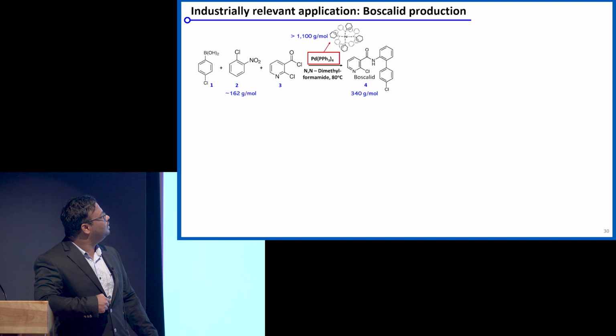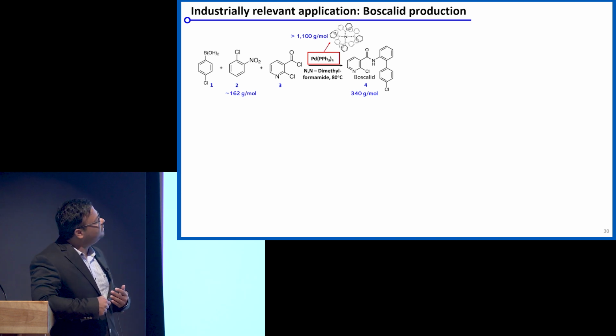So with this, we look into the production of boscalid. You have 3 molecules which react to form this larger molecule in the presence of a solvent like DMF at 80 degrees centigrade, and you have a large catalyst.